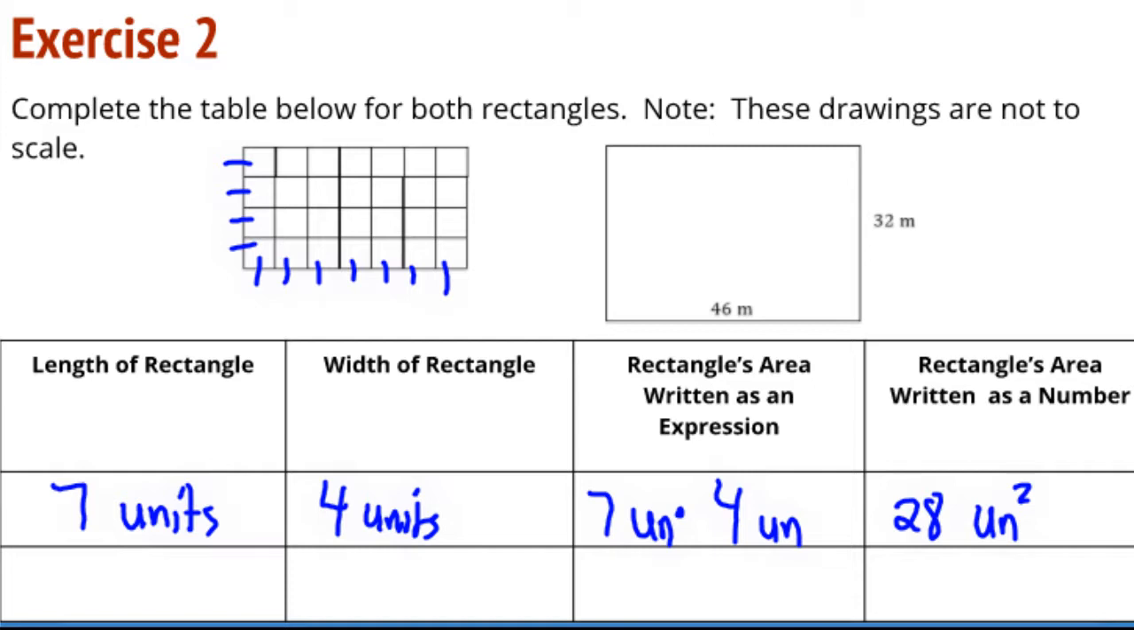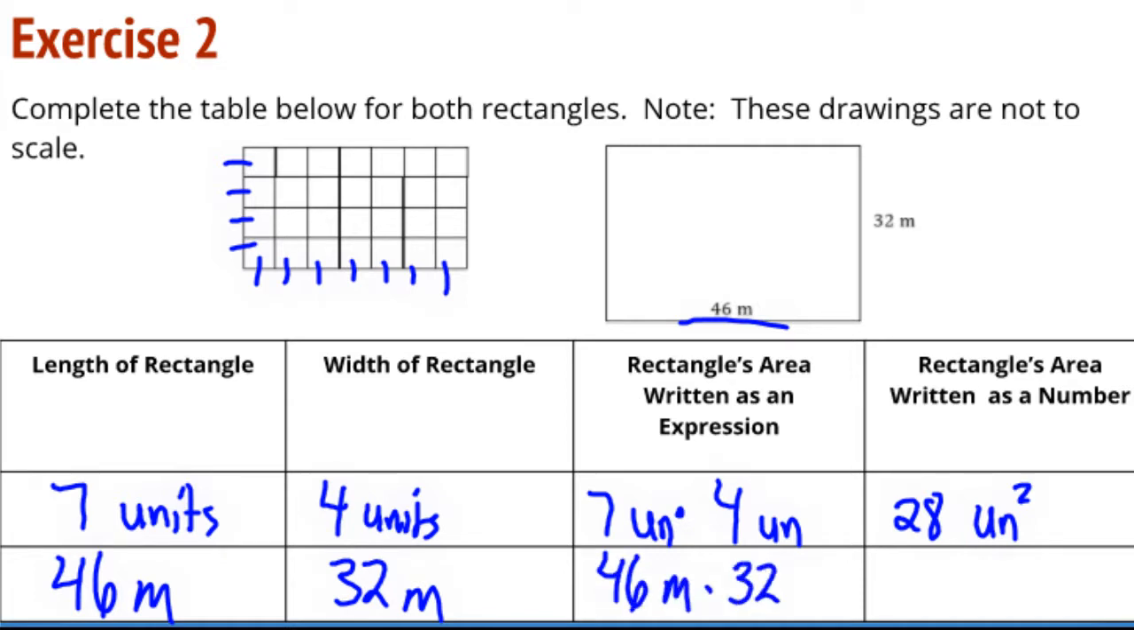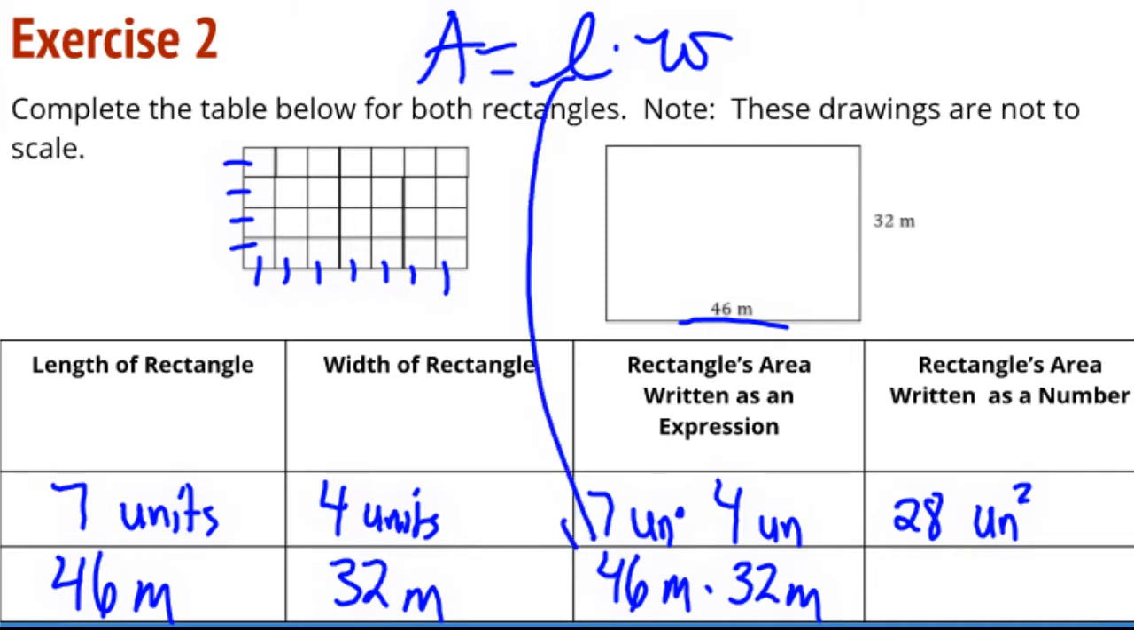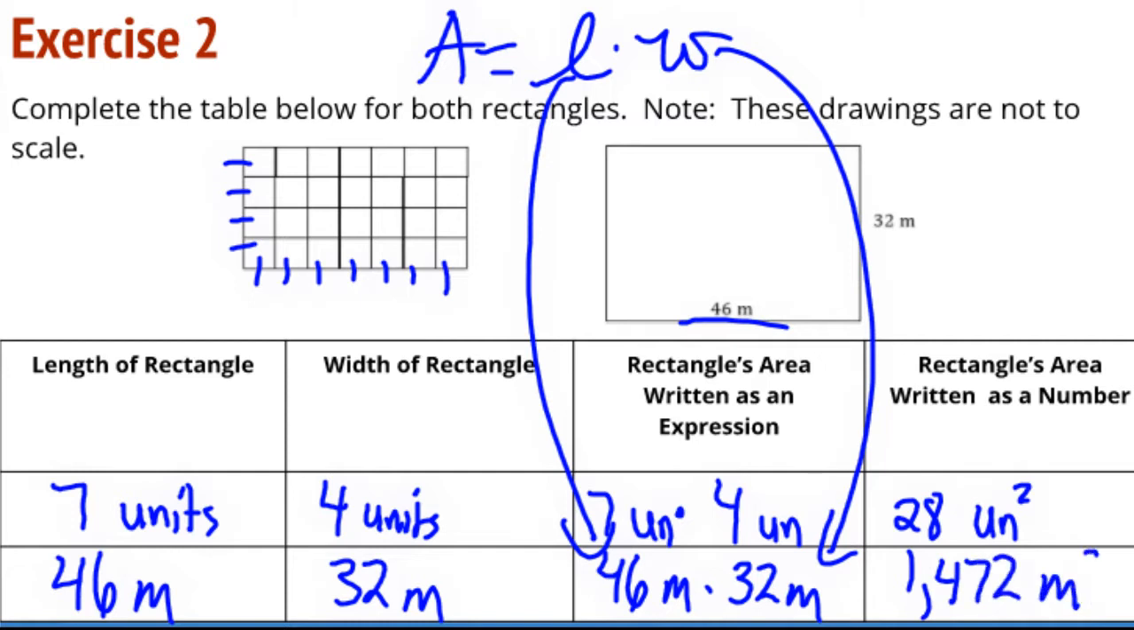Second one here, I've got a length of 46 meters. I've got a width of 32 meters. As an expression, I've got 46 meters times 32 meters. Notice we're working with the formula here, length times width. So I am substituting the length in for L, the width in for the W. And then we could go ahead and multiply that out and find 1,472 square meters.